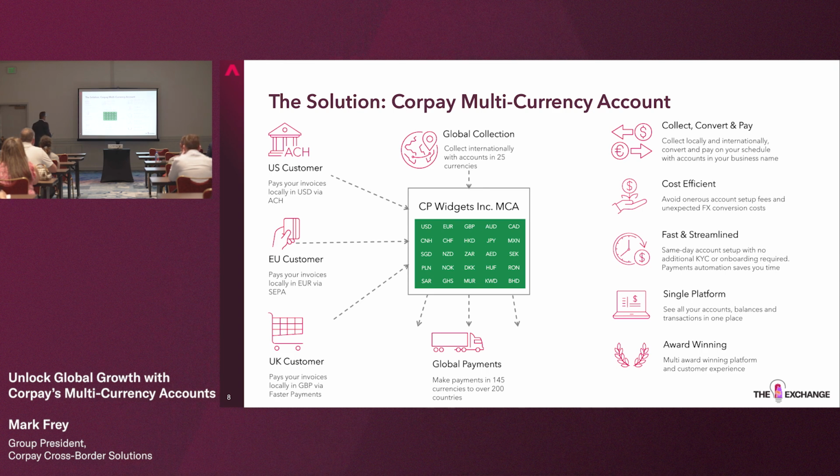So let's say you are CP Widgets Inc. You're opening up a series of MCAs. You open up all of these different currencies or some version of these currencies. You can ultimately then receive both SWIFT wire payments and in-country payments in a number of different currencies. So you can receive those payments, you can push those payments out as well.